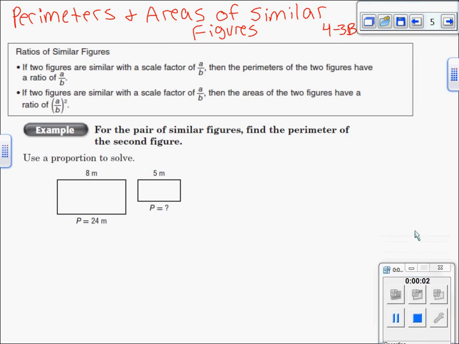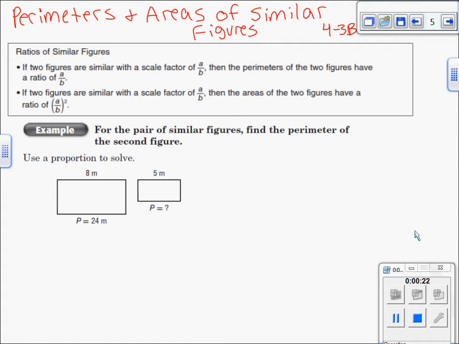Okay, in this video we're going to talk about the perimeters and areas of similar figures. We've already had a video on what similar figures are. Essentially they're the same shape, just different size. One of them is a blown up version of the other. We also talked about how to solve for pieces, for lengths, for linear lengths of similar figures.